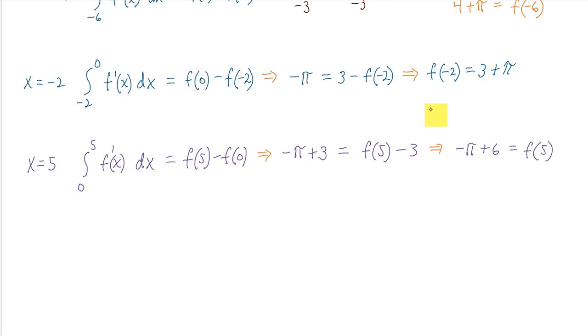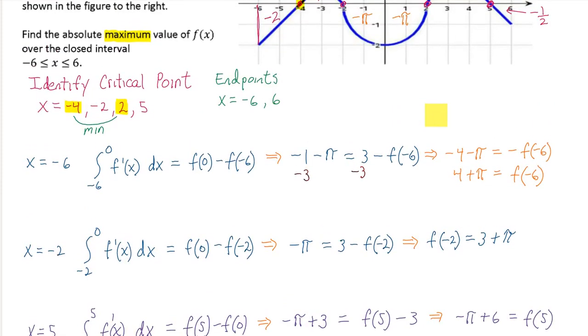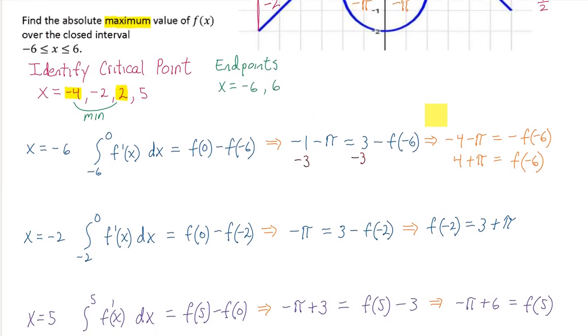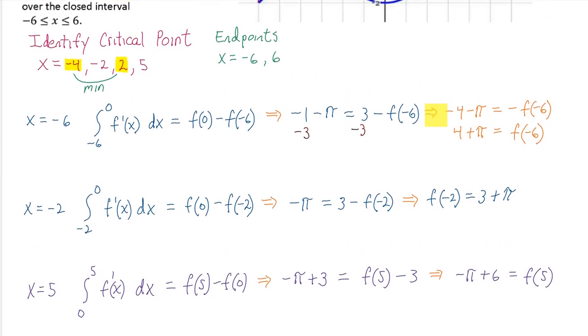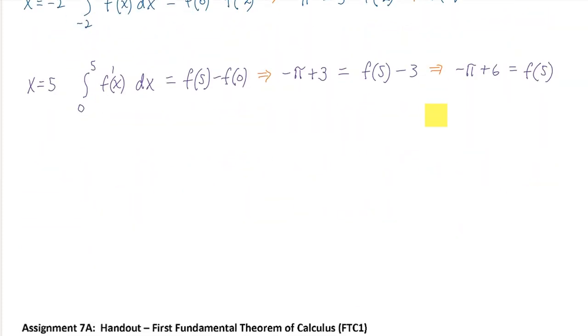All right, last one is x equals... oh, I already did -6. Okay, I just need to do +6. So we're going to do x equals 6. So now we need the integral from 0 to 6 of f prime of x dx. That's going to equal f of 6 minus f of 0 again. Still using f of 0. That's our initial value here.